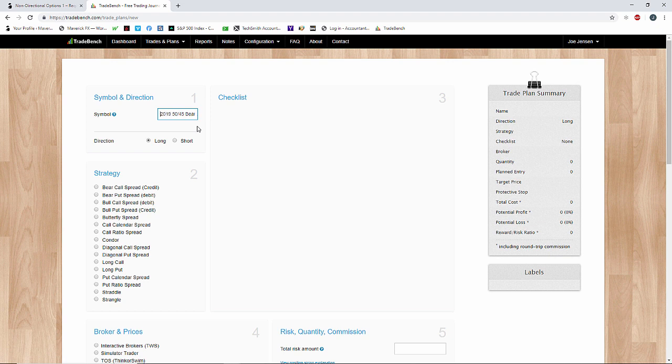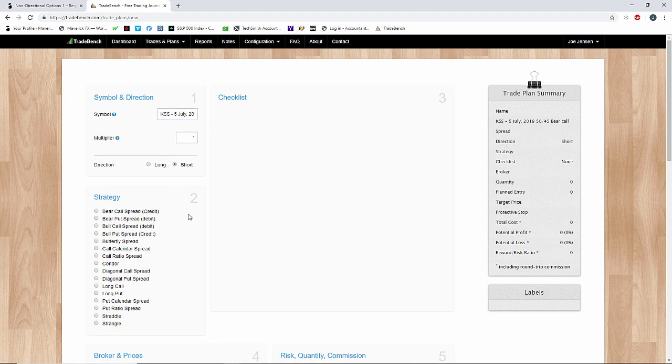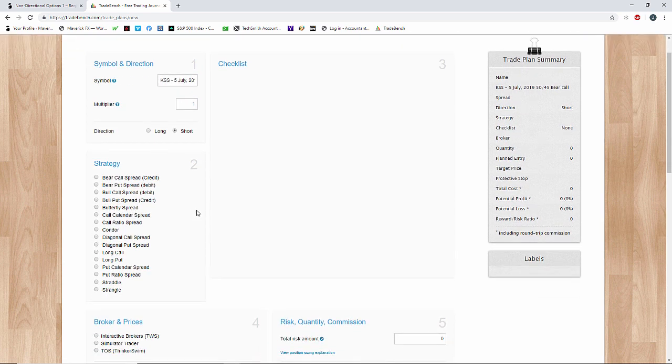Now here is something we haven't done yet. We get to choose short because this is going to make money as it goes to 0. All right, so let's go ahead and select what it is. It is the bear call spread.